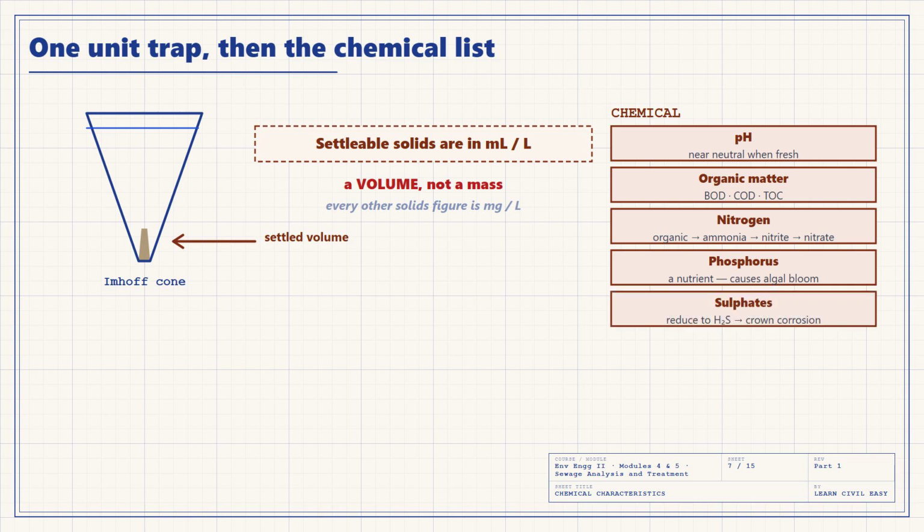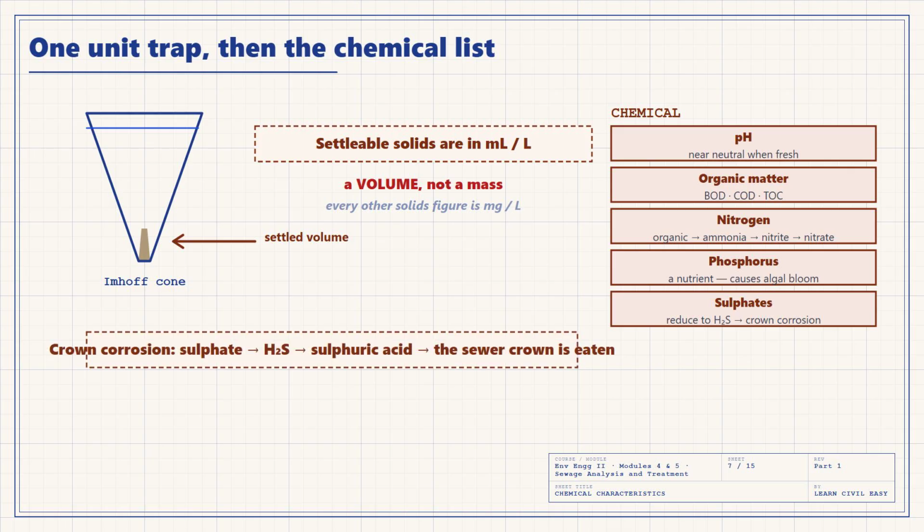Phosphorus and nitrogen together are nutrients, and discharging them makes the receiving water bloom with algae. Sulfates matter for a different reason. Under anaerobic conditions, bacteria reduce them to hydrogen sulfide, which oxidizes on the crown of the sewer into sulfuric acid and eats the concrete. That is crown corrosion.